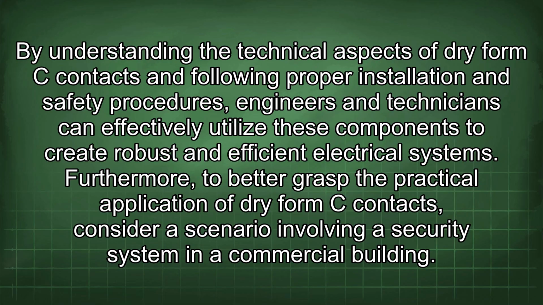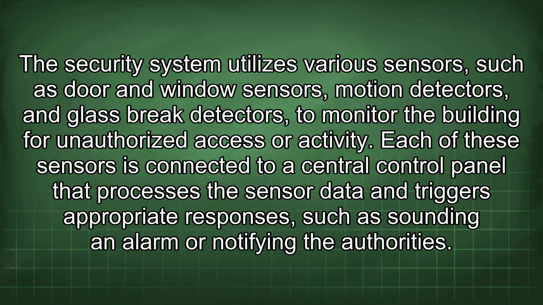Furthermore, to better grasp the practical application of dry-form C contacts, consider a scenario involving a security system in a commercial building. The security system utilizes various sensors, such as door and window sensors, motion detectors, and glass break detectors to monitor the building for unauthorized access or activity. Each of these sensors is connected to a central control panel that processes the sensor data and triggers appropriate responses, such as sounding an alarm or notifying the authorities.